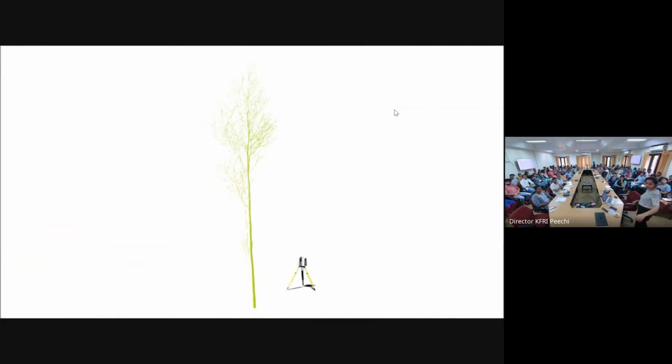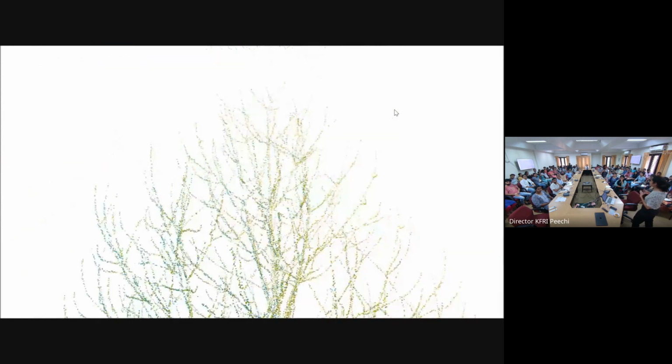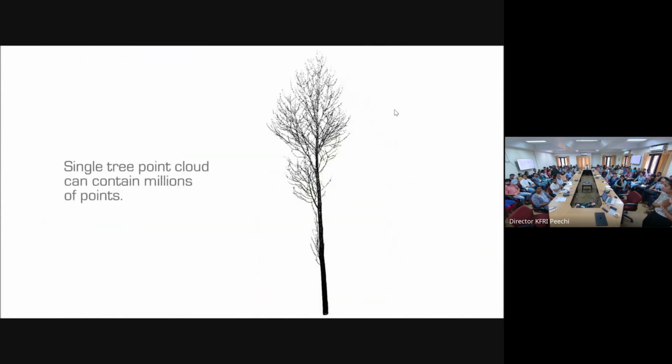So just to give you an idea how the data is being collected. If you have a tree, you need to collect data from multiple angles of the tree to get a complete 3D picture, because the laser does not penetrate. The laser bounces off. So you still need to collect from multiple angles to get the 3D picture of the tree. And if you collect from enough viewpoints, you're going to get a very high resolution point cloud.